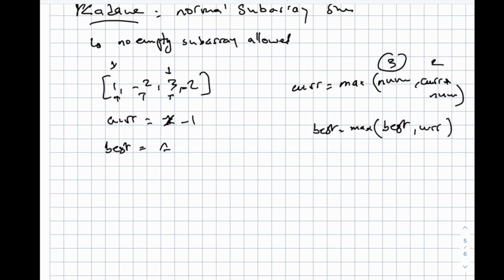Okay, so now with 3, so 3 and 2, which one is better? 3 is better, so the current sum becomes 3. Which one is better, 1 or 3? 3 is better. And now we'll look at minus 2, and so here it's between minus 2 and 3 plus minus 2, which is 1. 1 is better, so our current sum is 1. But is 1 better than 3? No, so we keep our best as that one. And this is how we will find the normal case.